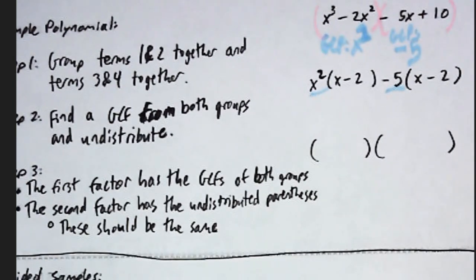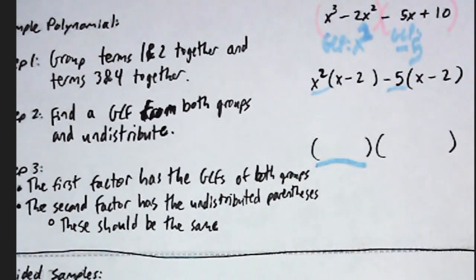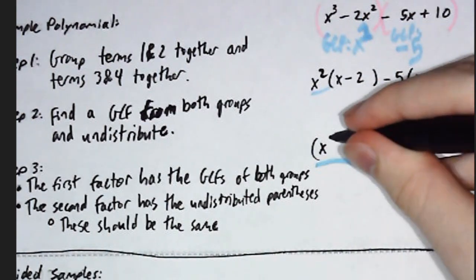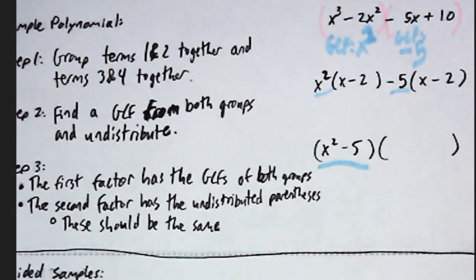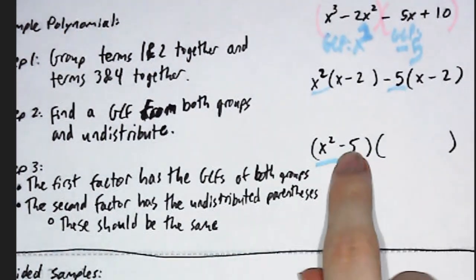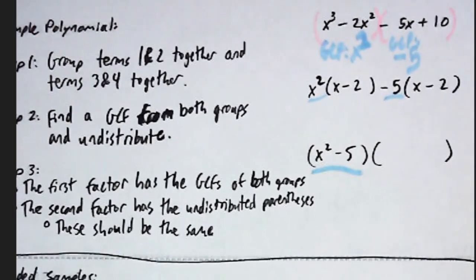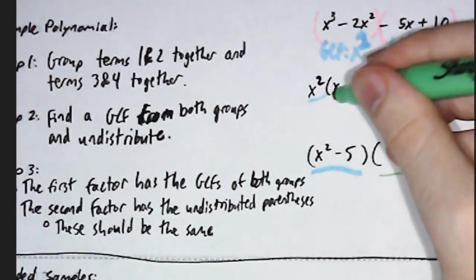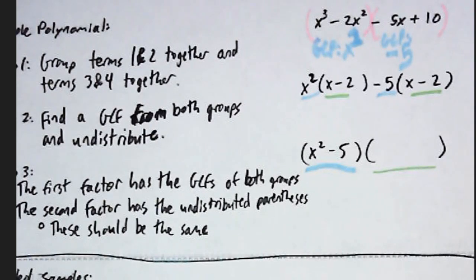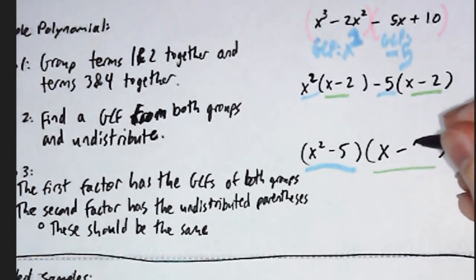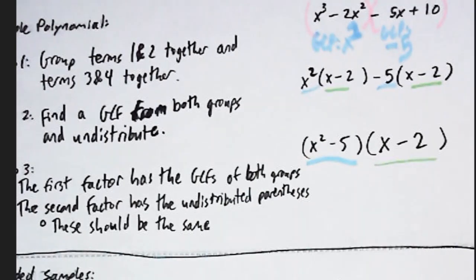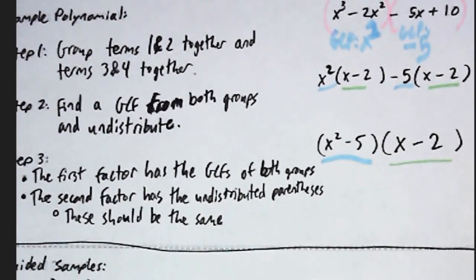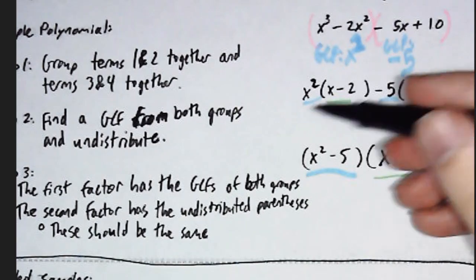So, our first factor has the GCFs. This is going to be x squared minus 5. So that's our first factor. Our first factor has the GCFs from both groups. And our second factor, which I'm going to highlight in green, has the undistributed parentheses from both groups. The reason why we can write it like this is because x minus 2 is now a common factor from both of these groups. And this is my final answer.